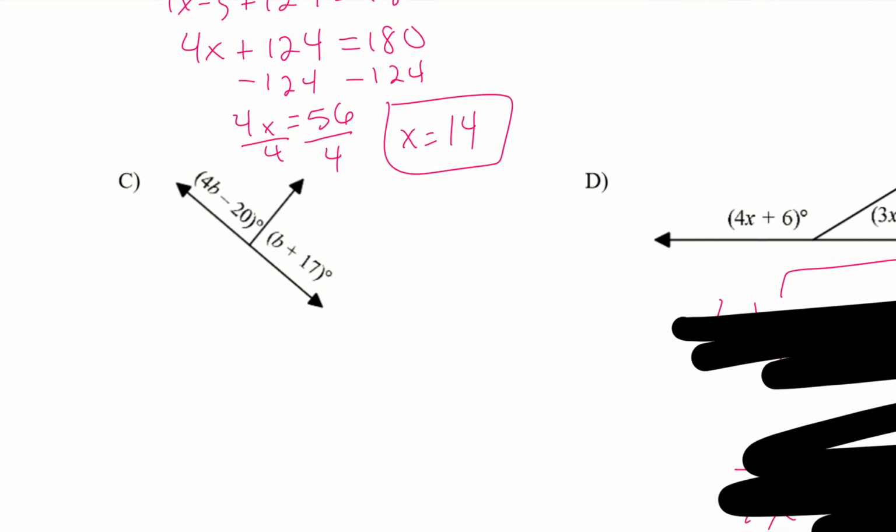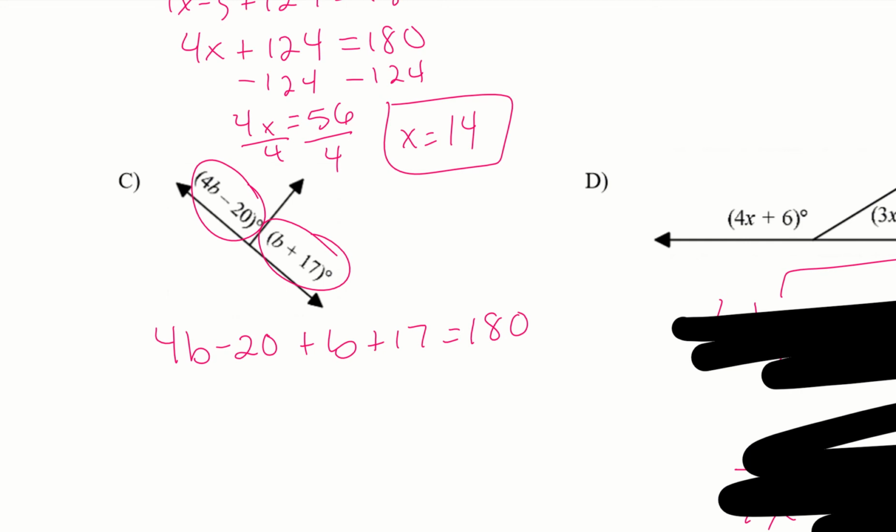Alright, same thing with C. Even though it has an equation inside, more than one term, we're still going to add them together. And they're still going to equal 180. So now from here, we just have to combine our like terms.